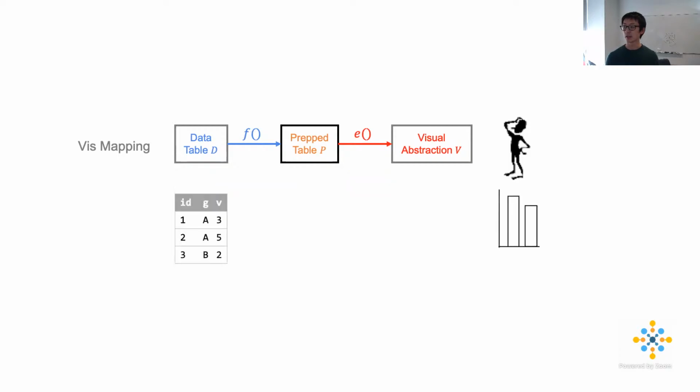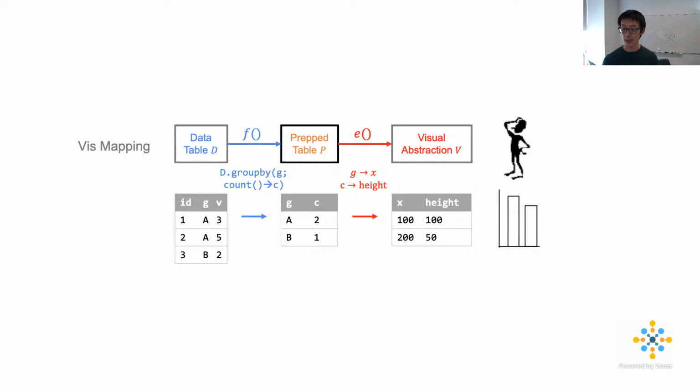To make this concrete, let's say we have a table with 3 rows, and we're going to first count the number of rows in each value of G, right? So we have groups G equals A and G equals B. And then the encodings map G to the X coordinate, and then C to the bar height. And this is how we end up with a bar chart.